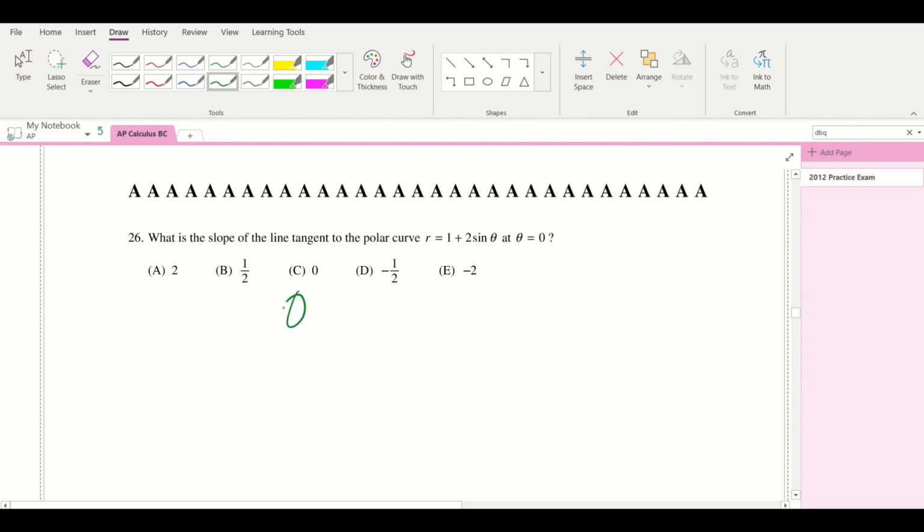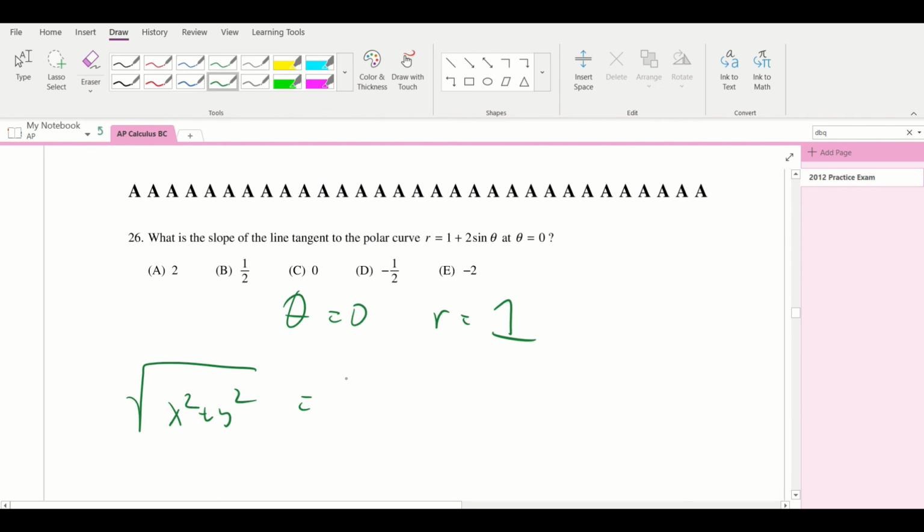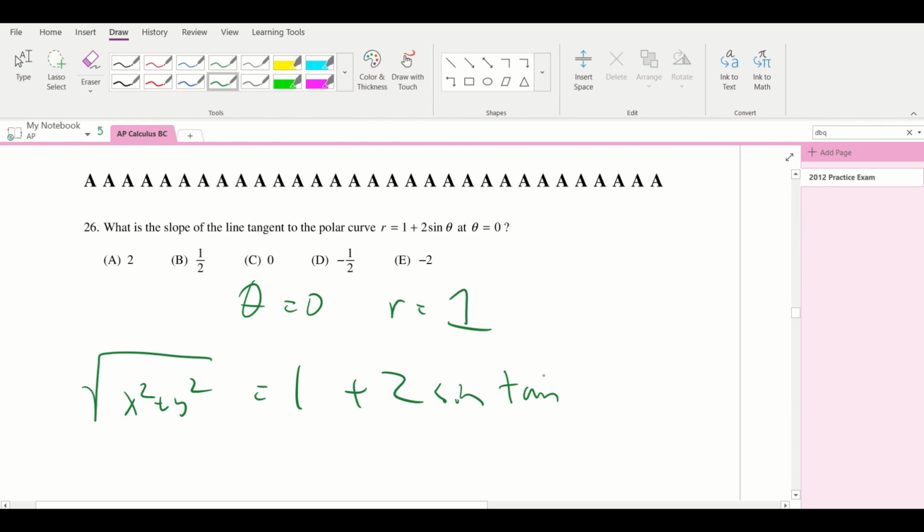All right, when theta equals 0, r equals 1. We can just convert into rectangular. So r equals the square root of x squared plus y squared. This is equal to 1 plus 2 sine of tangent inverse of y over x.